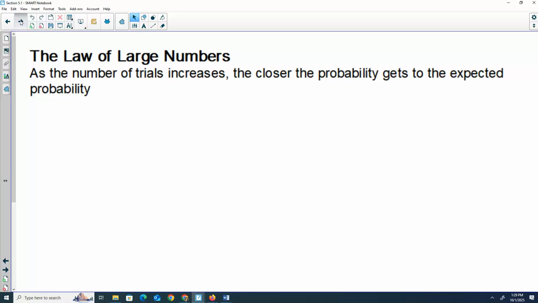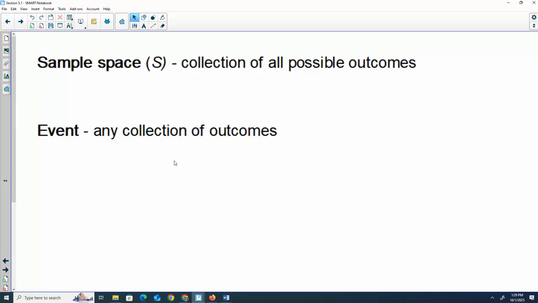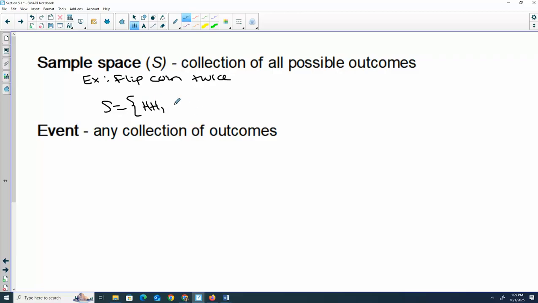Sample space is the collection of all the possible outcomes. So if I'm flipping a coin, what are my possible outcomes? Heads or tails. That's my sample space. If I'm going to flip a coin twice, for example, my sample space is everything that could happen. So could I get 2 heads? Yeah. Could I get a heads the first time and then a tails the second time? What else could happen? Tails and then heads, or 2 tails. That's my sample space. That's listing out all the possible outcomes.